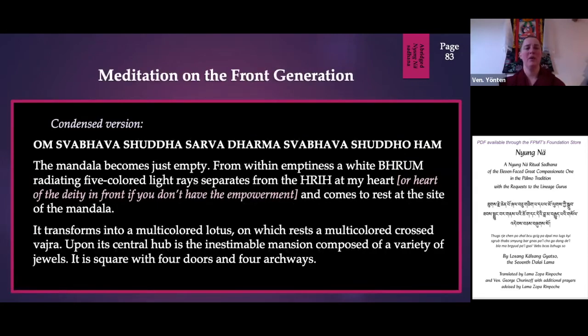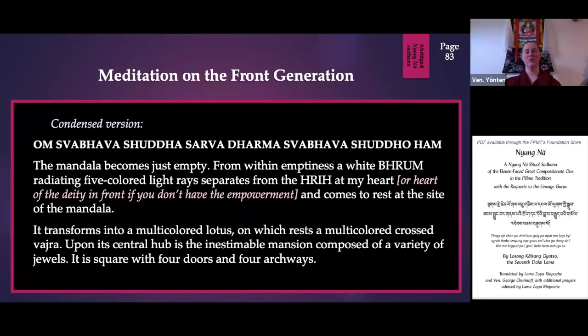Om Svabhava Shuddha Sarva Dharma Svabhava Shuddho Ham. The mandala becomes just empty. From within emptiness, a white room radiating five colored light rays separates from the syllable Hri at the heart and comes to rest at the side of the mandala.